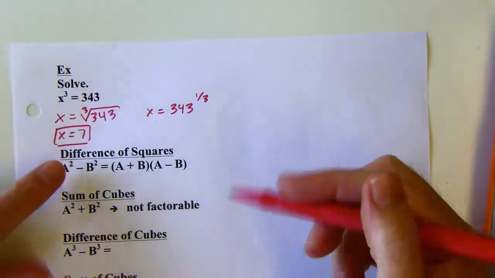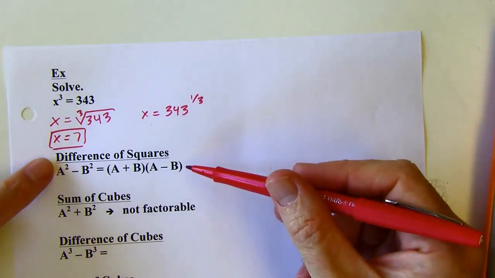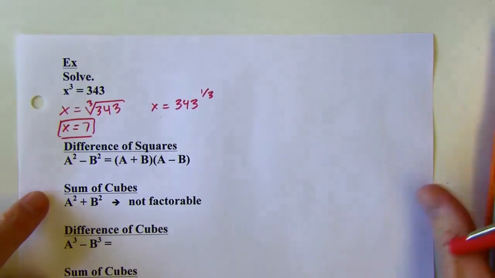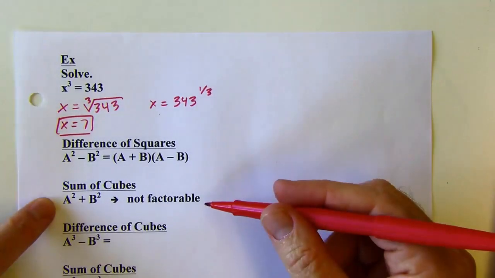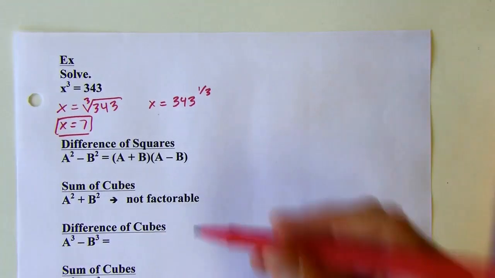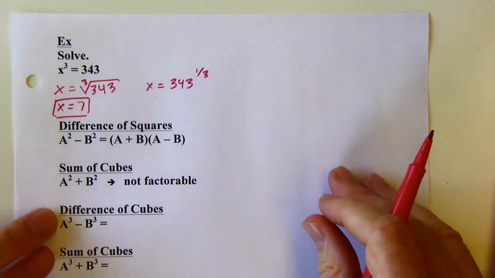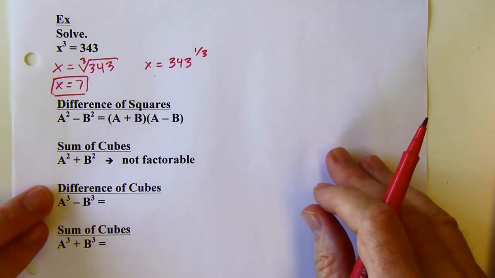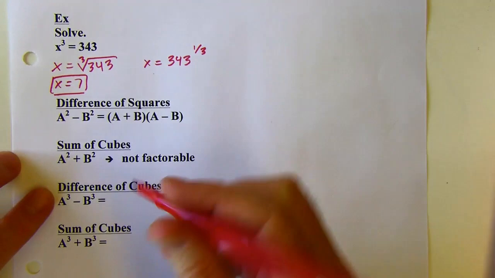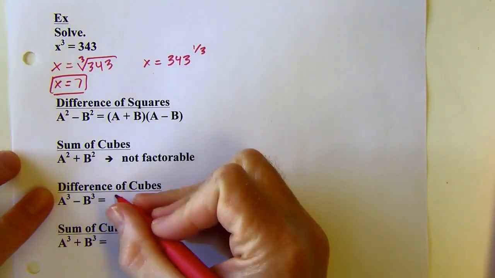Okay, so a difference of squares. There's our formula for that as covered in the last section. A sum of squares is not factorable as covered in the last section. A difference of cubes and a sum of cubes, these are both factorable, okay? And the formula is a little bit longer. So here's how it looks for a difference of cubes.